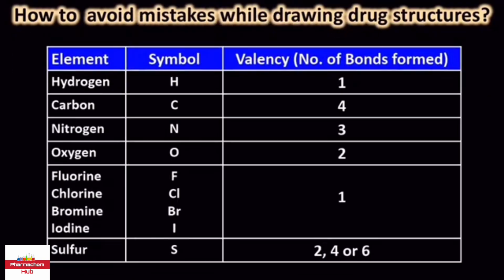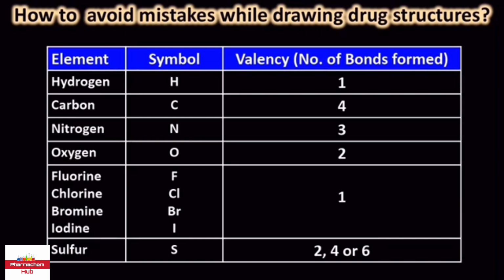First, you need to know the valency of elements which are more commonly found in drug structures, so that you can show the proper number of bonds required for each element. The most commonly found elements in drug structures are hydrogen, carbon, nitrogen, oxygen, halogens like fluorine, chlorine, bromine and iodine, and then sulfur. Valency is given in the last column: hydrogen forms 1 bond, carbon forms 4, nitrogen 3, oxygen 2, and halogens like chlorine, fluorine, bromine, iodine form 1 bond, and sulfur, depending upon the oxidation state, forms 2, 4 or 6 bonds in drug structures. Here, I have shown the most common valencies of these elements.